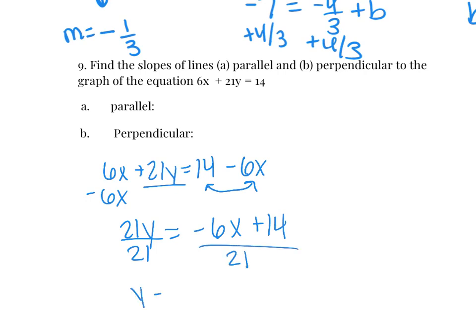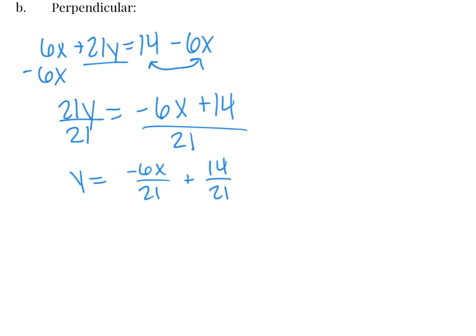That leaves me with y equals negative 6x over 21 plus 14 over 21. But I look at that and I go, that's ugly. I know that it can be simplified more because all of these can be reduced. So 21 and 6 have a greatest common factor of 3, so that becomes negative 2 over 7x, plus 14 and 21 have a GCF of 7, so that becomes 2 over 3.